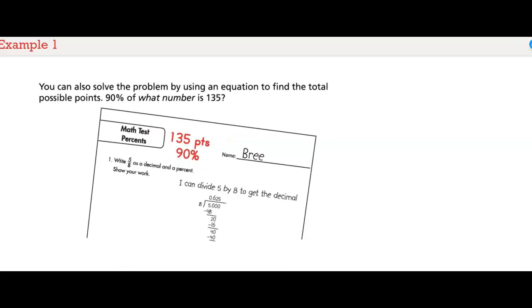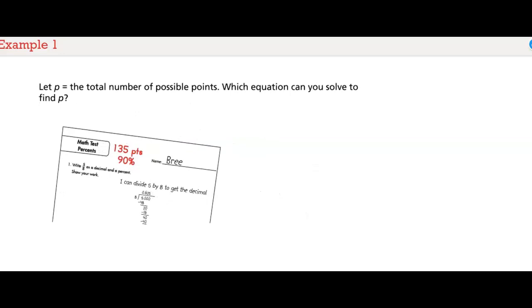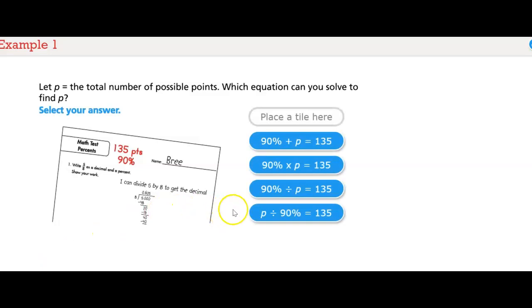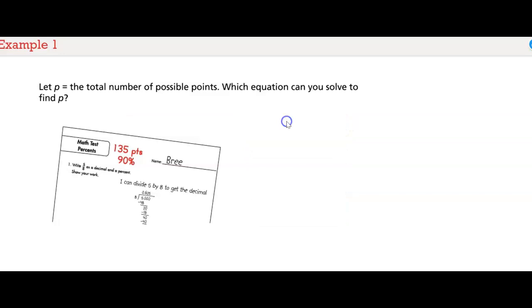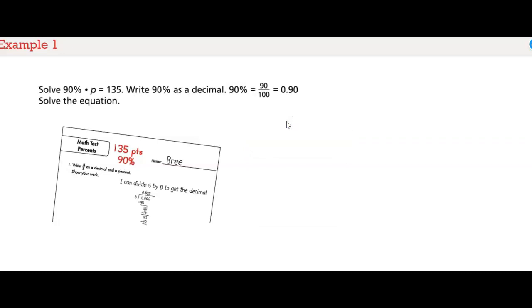You can also solve the problem by using an equation to find the total possible points. 90% of what number is 135? Let P equal the total number of possible points. Which equation can you solve to find P? Select your answer. Solve 90% times P equals 135.